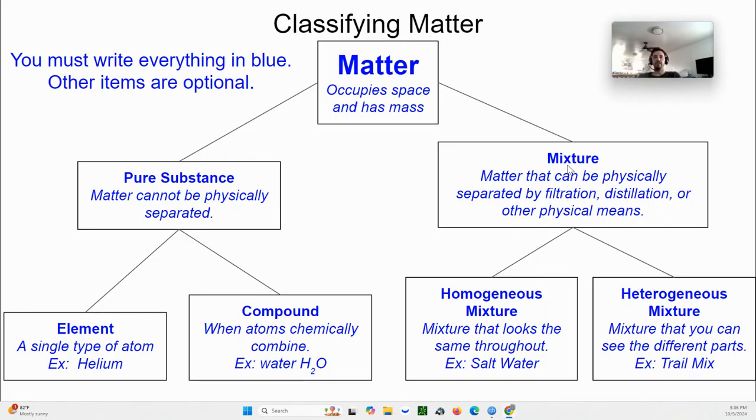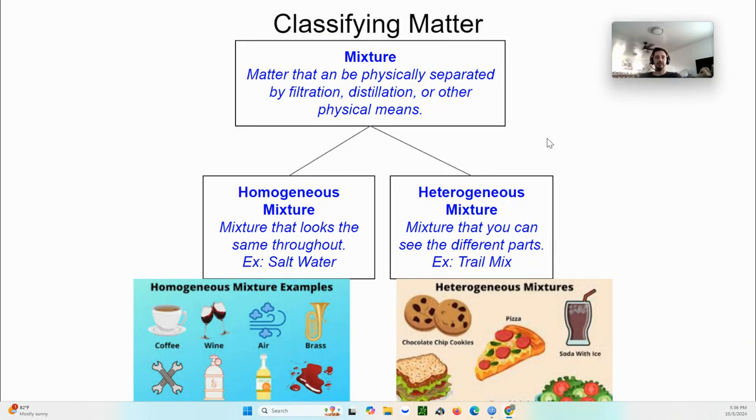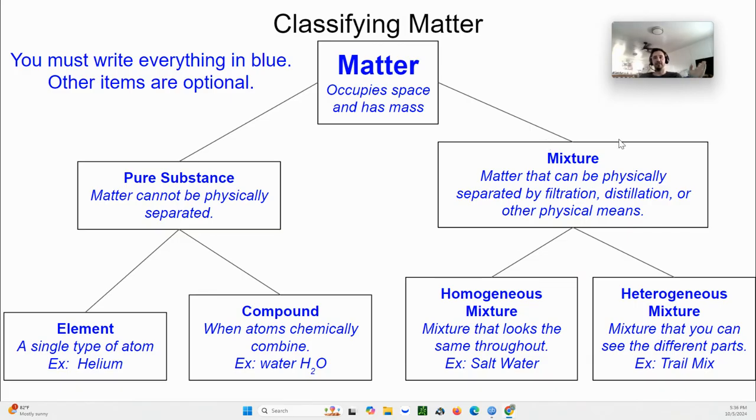Just like you can think of your cereal. You could look at cereal and you can separate all the little pieces. If you have all little nuts and berries in your cereal, you can separate the nuts and berries out. So things like that. If we have pure substances, we can have an element, so a single type of atom. So, for example, helium, or we can have a compound like H2O, like water.